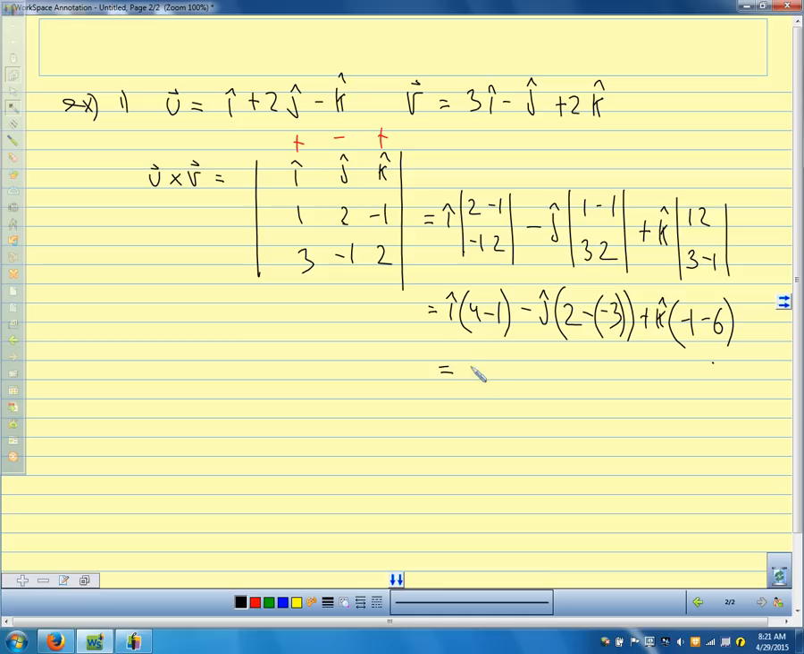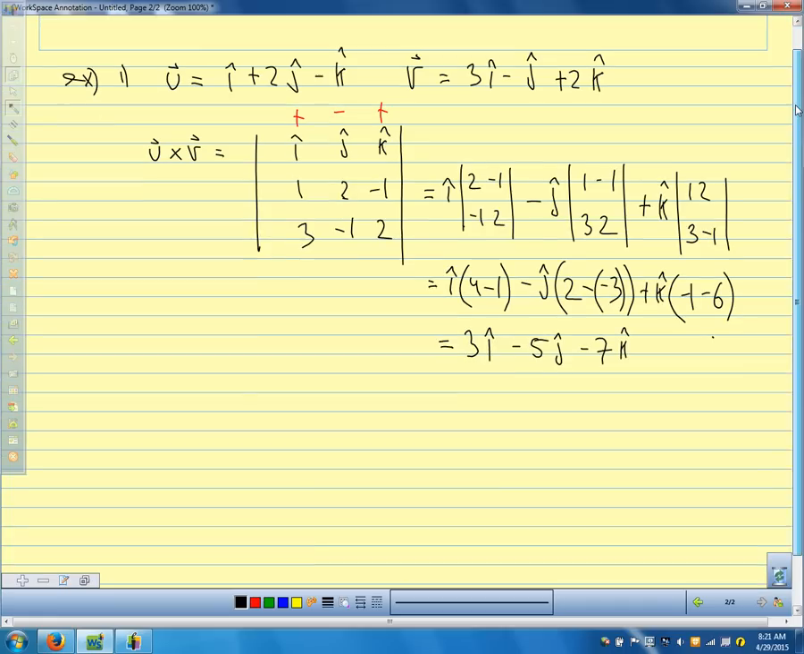And when I add this all up, I get 3 i hat minus 5 j hat minus 7 k hat is u cross v. All right, so questions on the process there? All right, let's calculate v cross u.